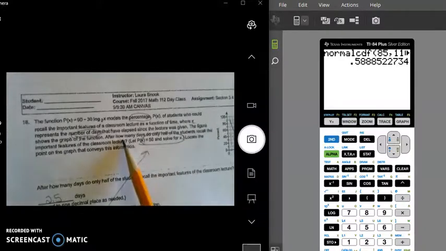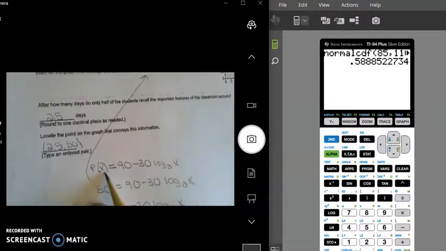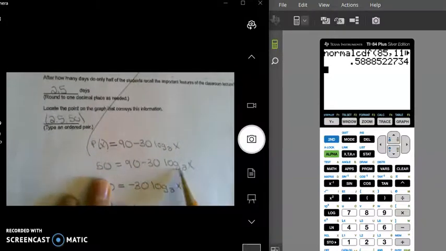Okay, they say how many days, in other words, what is x, if only half the students recall. So half the students, the percentage would be 50. So what we're going to do is set p of x equal to 50. Again, this is the original equation at the top of the sheet there. So we're going to ask what's x when the percentage is 50.